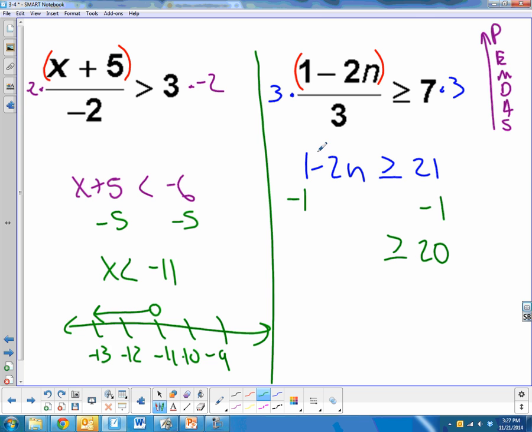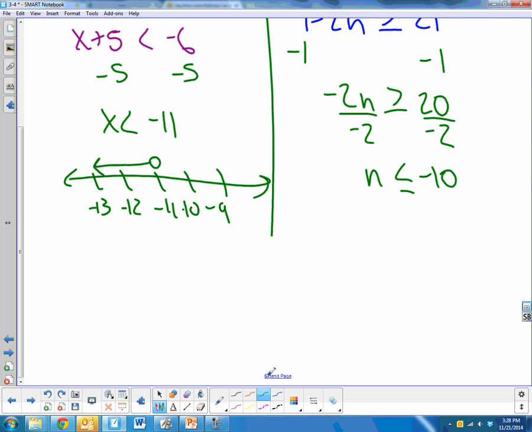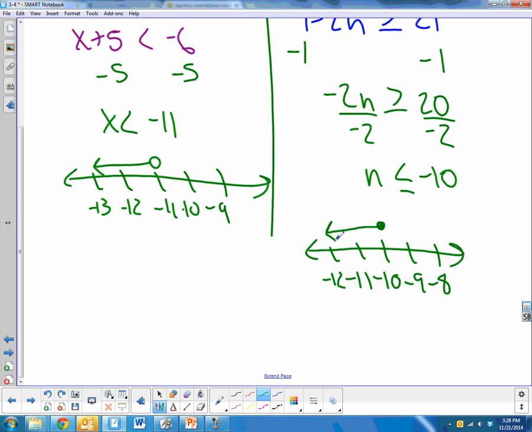There we go. And I have this negative 2n left over. So negative 2n. Divide both sides by a negative 2. I divided by a negative, so I flip the sign over. And I get negative 10 as my solution. So n is less than or equal to negative 10. I can then graph that solution. Negative 9, negative 8, there we go. And n is less than or equal to negative 10.